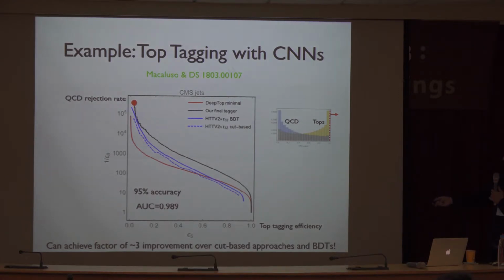And we showed that it was a factor of roughly 10 better than the one developed by the Heidelberg group, and a factor of 3 or so better than the state-of-the-art that you could do with cuts or high-level kinematic variables. So a factor of 3 is actually a very big gain in this field. People are usually interested in 10%, 20% improvement. So for deep learning to come in and do a factor of 3 better is pretty striking.